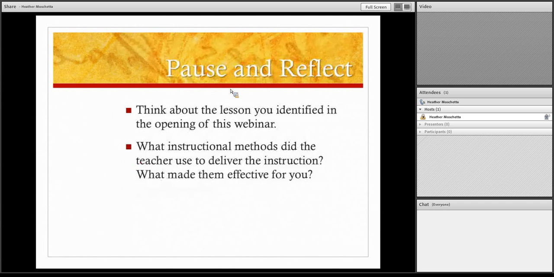So I'd like to take a moment and have you pause and reflect. Think about the lesson that you identified in the opening of this webinar. Specifically, what instructional methods did the teacher use to deliver the instruction? And what made them effective for you? So if you would, pause the webinar, reflect on the effectiveness of the actual delivery of the information.